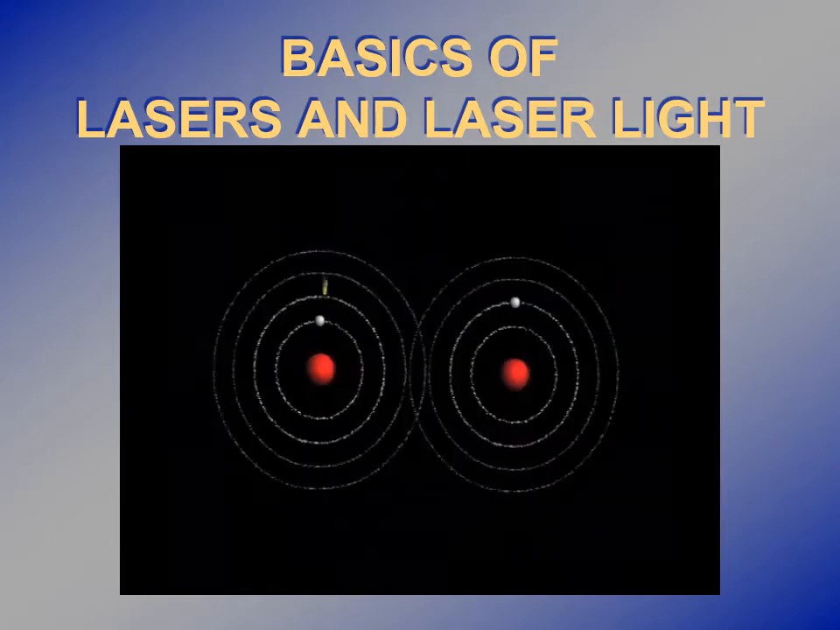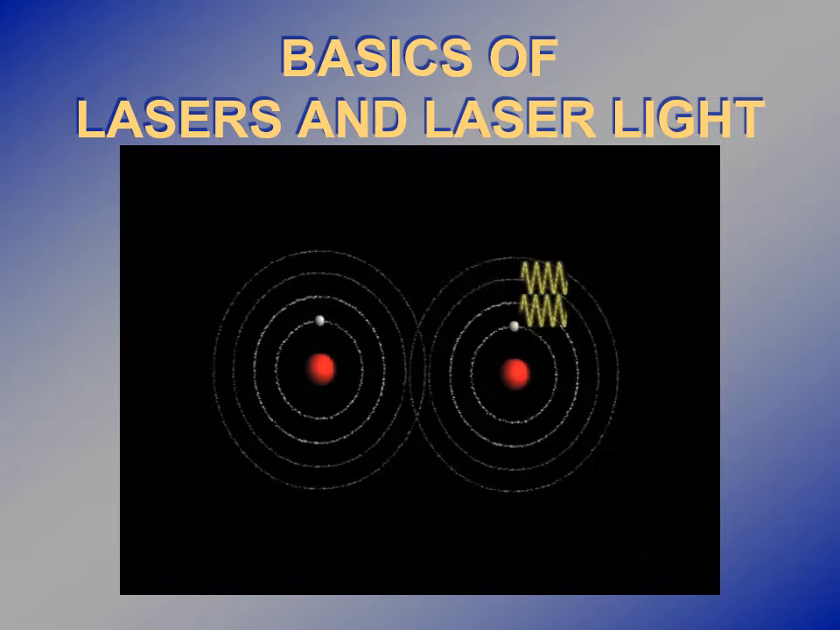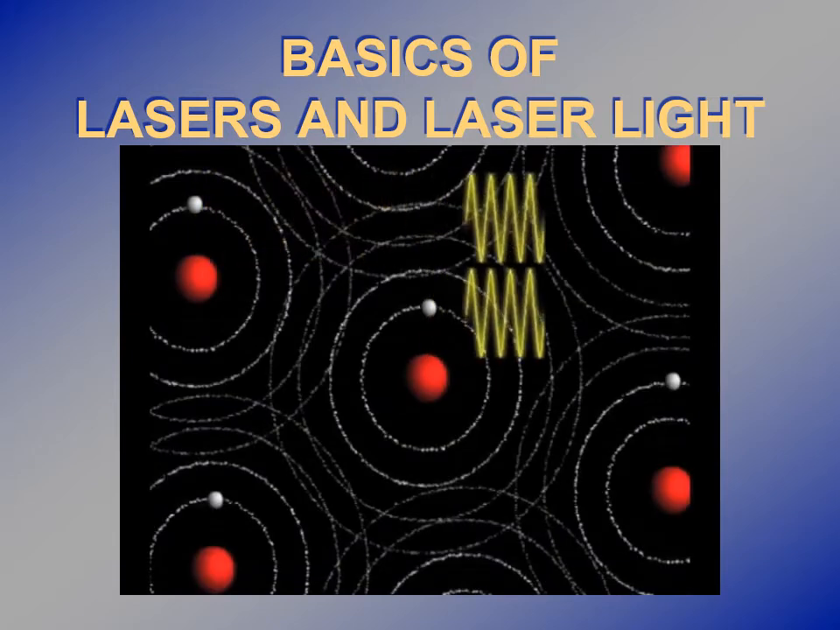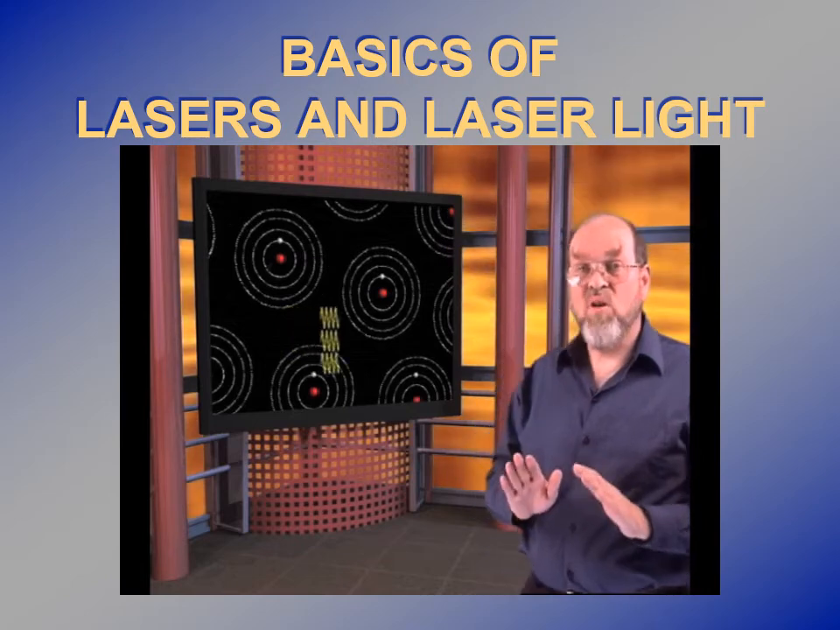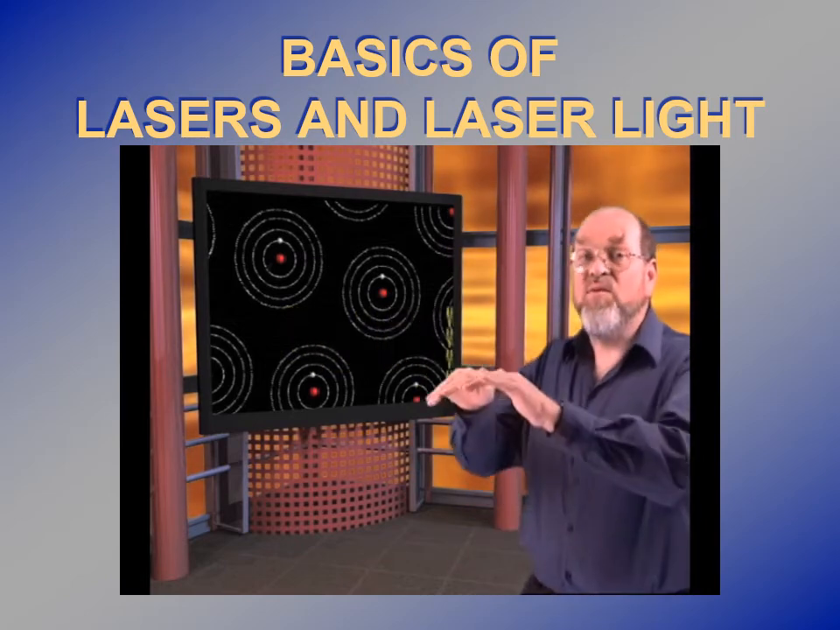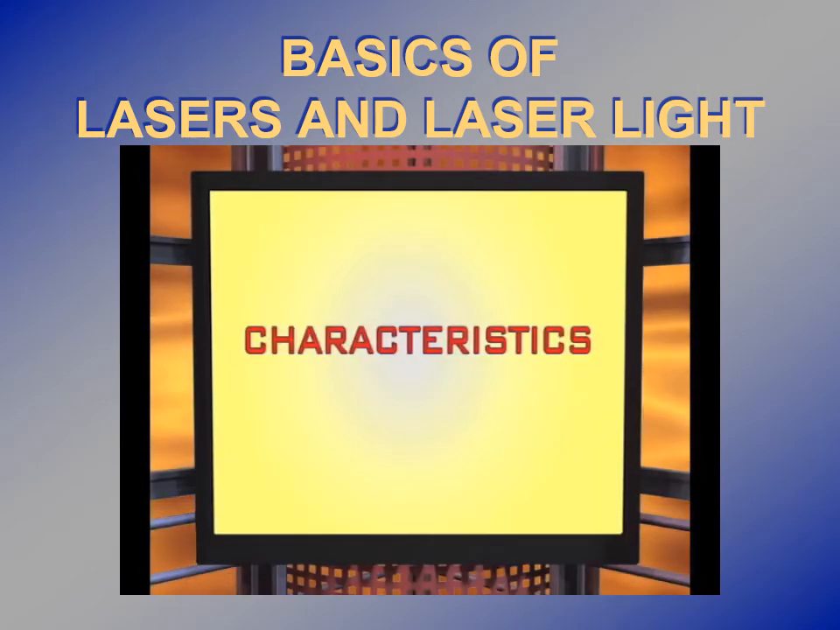When a stimulated photon is emitted by an atom, it is identical to the incident photon. That means that the two photons have exactly the same wavelength, they travel in exactly the same direction, and their waves are locked in step, so they wave together. This leads to the unique characteristics of laser light.